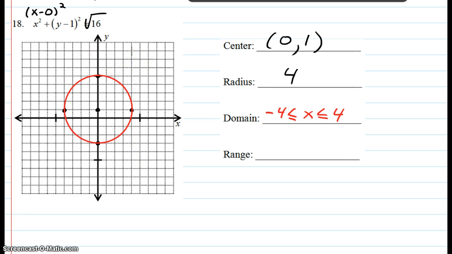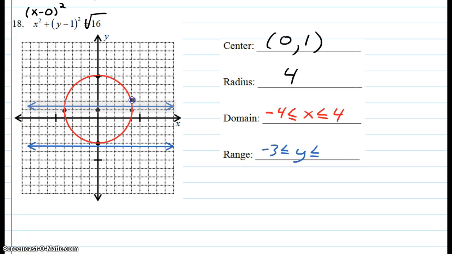Now let's take a look at the range. So now we have a horizontal line starting at the bottom, and as it moves up, we want to find the first place it touches the circle. So it looks like it's going to be right there at -3. So it's going to start at -3, and it's going to continue on until the top here at, looks like +5. So our range is between -3 and +5.